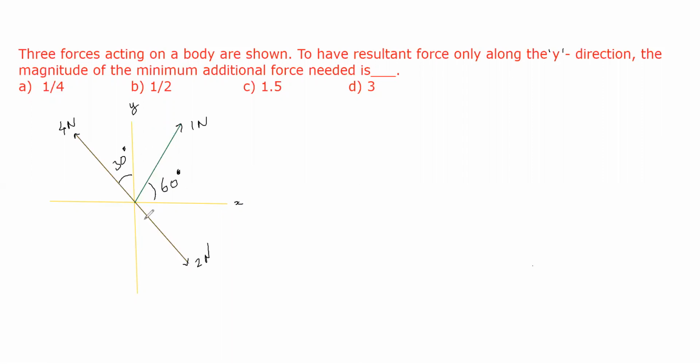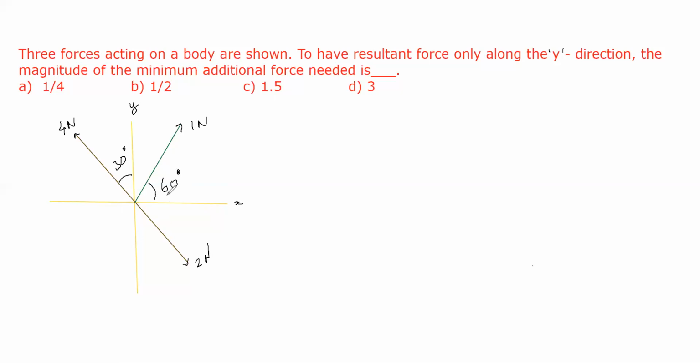Now to find the additional force required to make the net force along the x-axis 0, first of all we have to find the net force acting along the x direction. After finding it, if you apply an equal and opposite force along the x-axis, then the net force along the x-axis will be 0. So the net force will be acting in the y direction only. So now we find the forces acting along the x direction. To find them, we resolve these forces along the x direction.